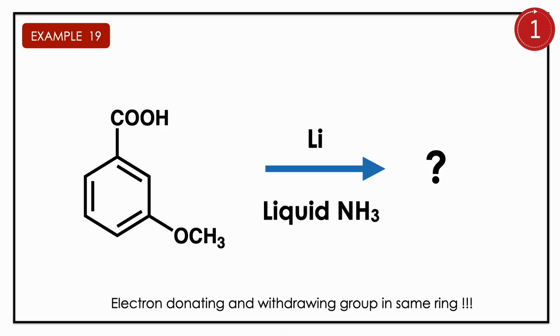Then the next example, you have benzoic acid, and at the meta position you have an O-methyl group. You are reacting with lithium and liquid ammonia. You should find what will be the final product. What is interesting about this question is the electron donating and withdrawing groups in the same ring.